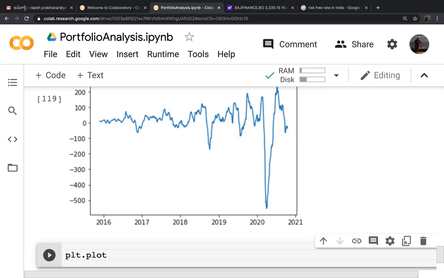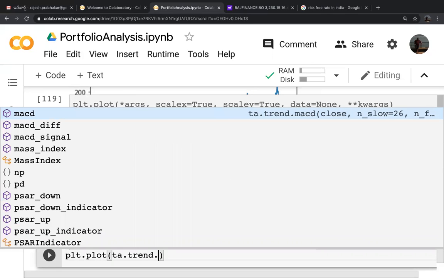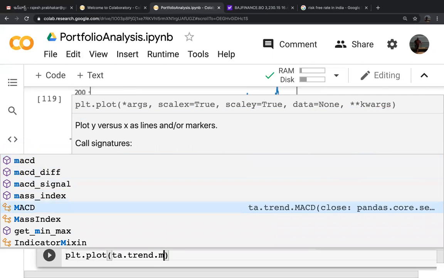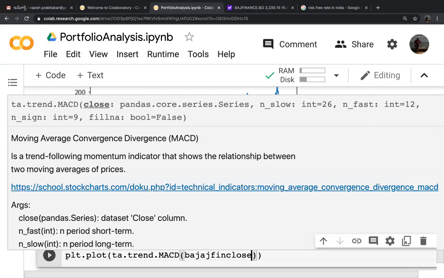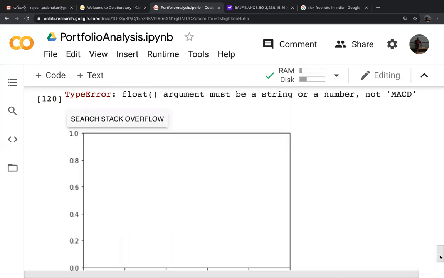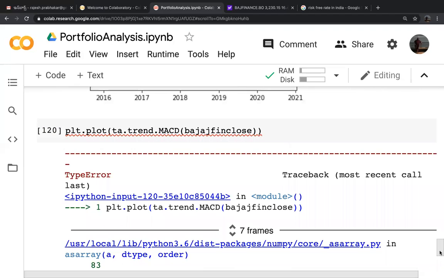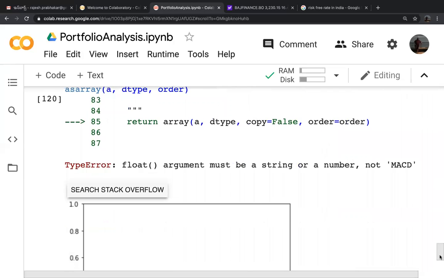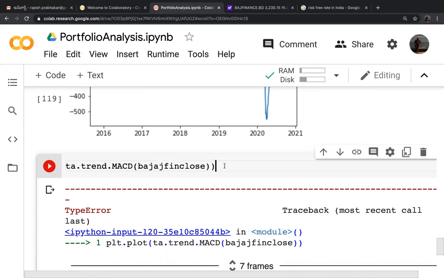plt.plot, ta.trend, let us use this one, MACD, Bajaj Spin close. Argument must be float, not yes. Okay. Float argument must be a string or a number, not MACD. Then what output are we getting here? Check one.